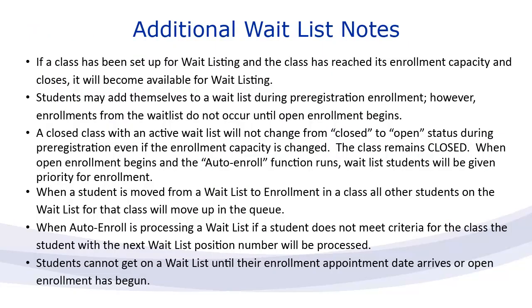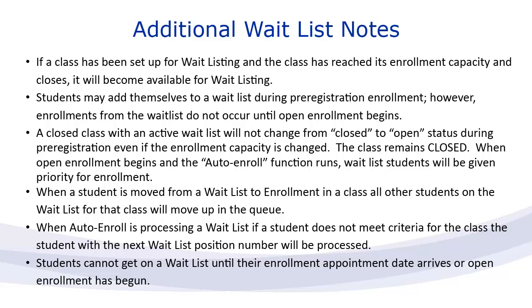Here are some additional waitlist notes. If a class has been set up for waitlisting and the class has reached its enrollment capacity and closes, it will become available for waitlisting. Students may add themselves to a waitlist during pre-registration enrollment. However, enrollments from the waitlist do not occur until open enrollment begins. A closed class with an active waitlist will not change from closed to open status during pre-registration, even if the enrollment capacity is changed. The class remains closed.